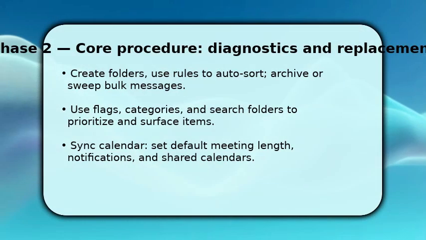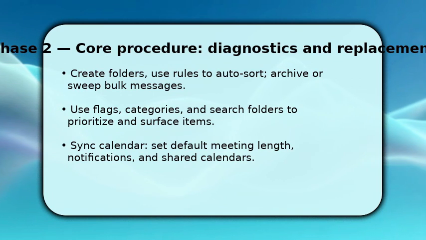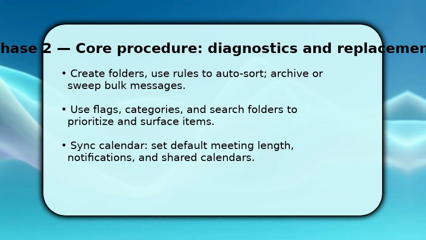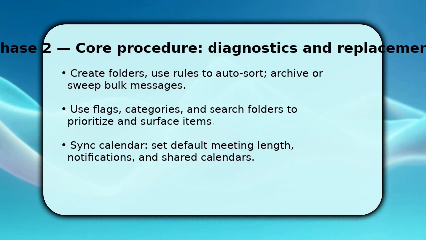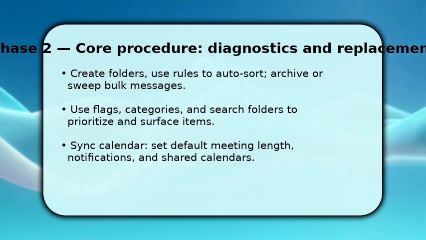Once your accounts are linked, focus on organizing mail and calendar to save time. Create folders and set rules to auto-sort newsletters and receipts because automation keeps your inbox manageable. Use flags, categories, and search folders to prioritize follow-ups and quickly surface important threads.